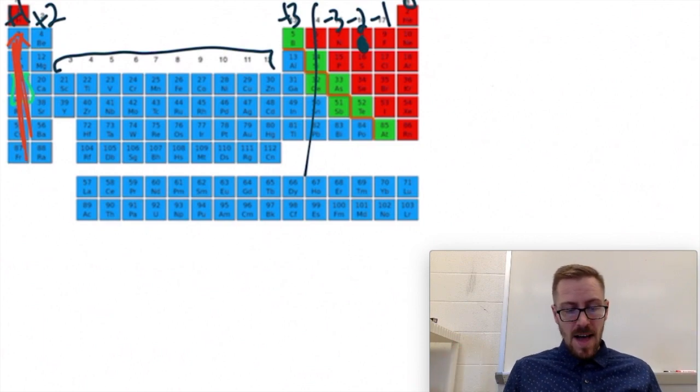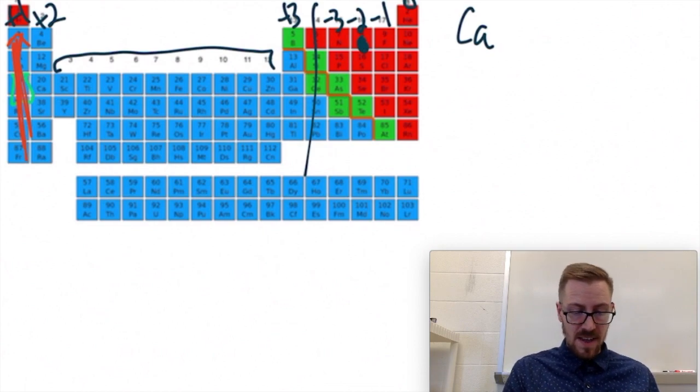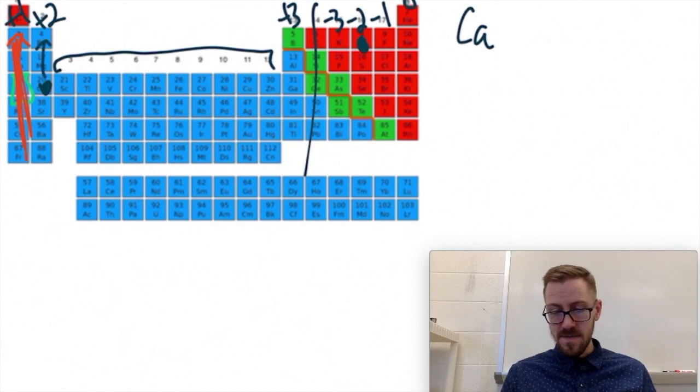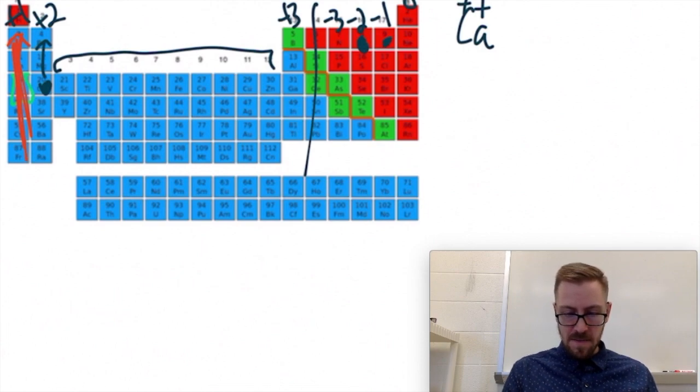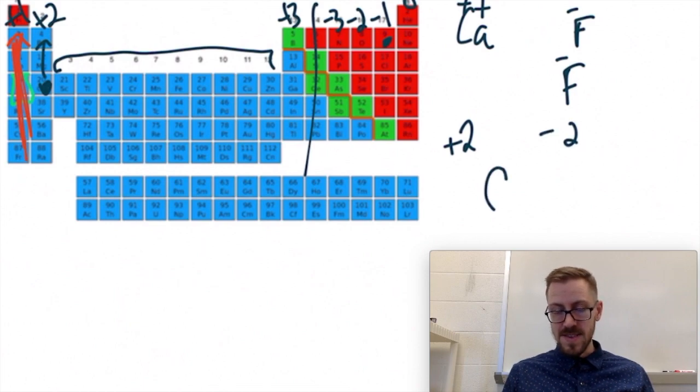If I give you another example, maybe I'll give you calcium, which is a 2 plus, it's right here on the periodic table, 2 positive, and fluorine, which is right here on the periodic table, which is a 1 negative. So I need twice as many of these to balance off 1 calcium. When I do that, I have 2 on the positive side, 2 on the negative side, so my final answer would be CaF2.